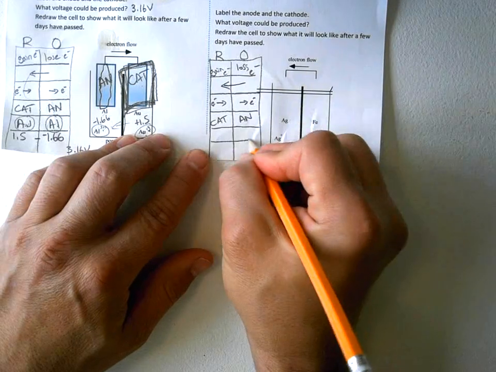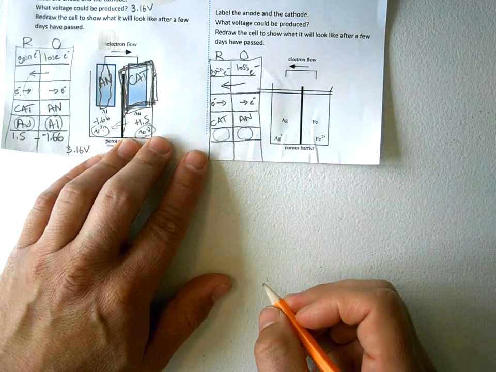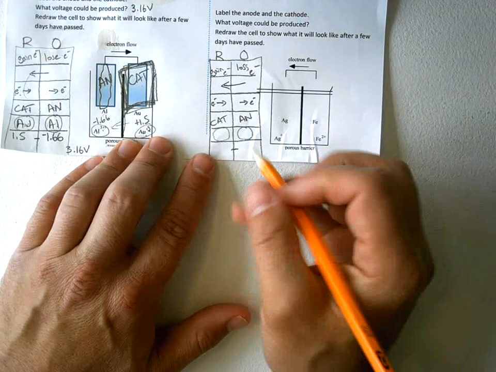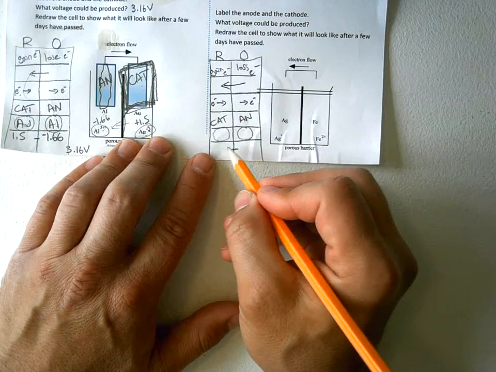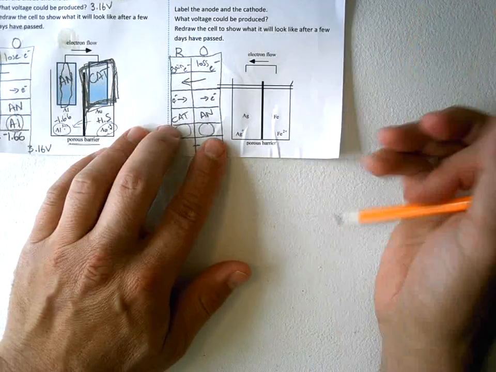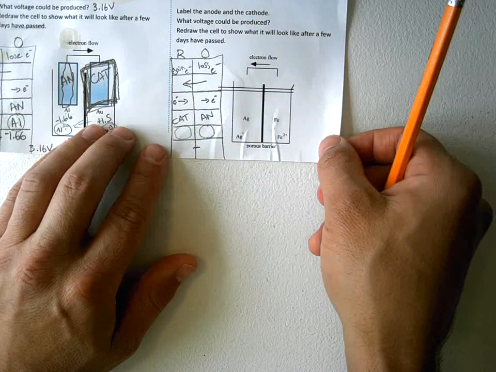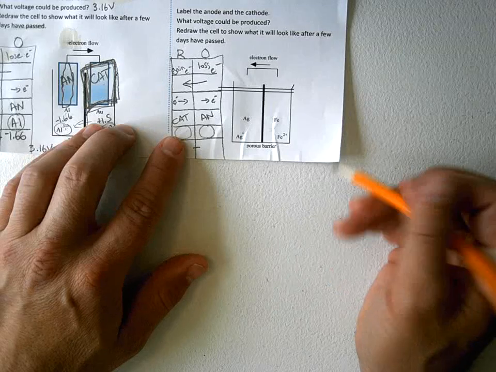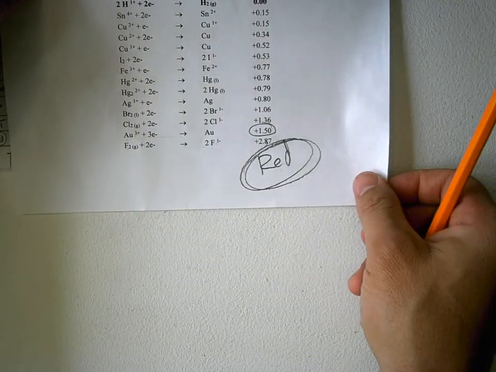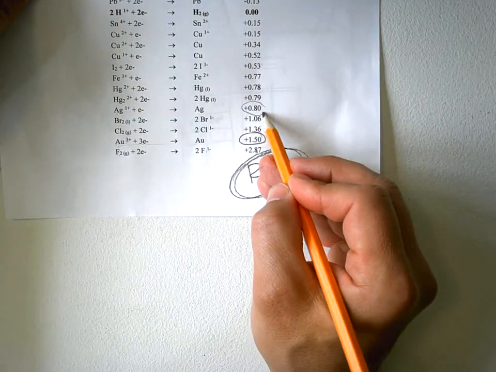We're always going to put the higher value here and the lower value here. And then we'll subtract the standard reduction potentials to calculate the voltage that could be produced. So let's look at our little electrochemical cell here, our voltaic cell, which is really just a battery, essentially. So I have Ag and Ag+. I'm going to look that up on my table. Ag and Ag+ have a standard reduction potential of 0.8.